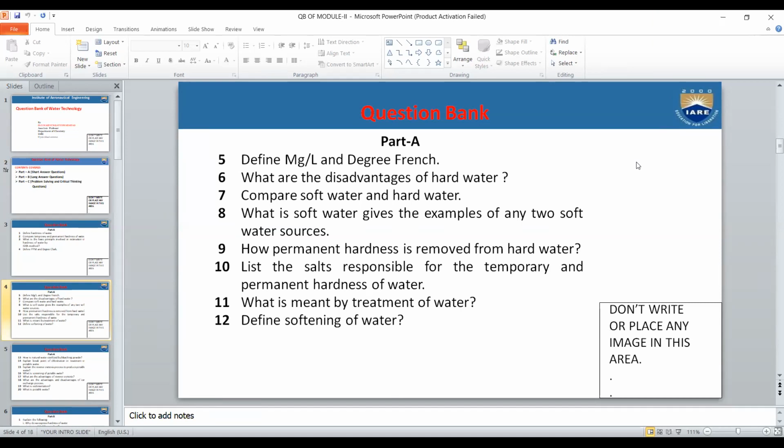It doesn't give lather with soap. Okay, it doesn't give lather with soap. That is the definition, Amma. What are the disadvantages? Tell me any domestic disadvantage or industrial disadvantage. If you use hard water for cooking purposes, what happens? Is it boiled rapidly or slowly? Or if you drink the hard water, what happens?